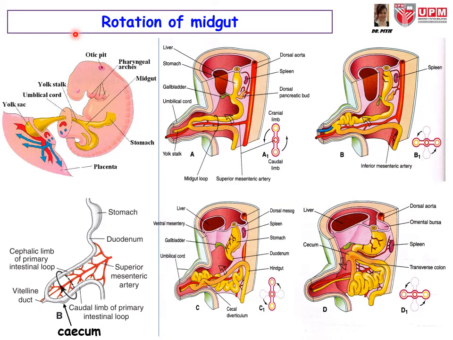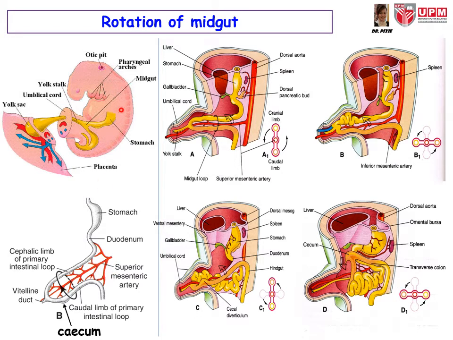In this diagram, we are going to describe the development and the rotation of the midgut. It is always important to remember that the midgut will undergo two stages of rotation. First stage, it rotates counterclockwise 90 degrees. Second stage, it further rotates 180 degrees counterclockwise. This rotation occurs along the axis of the superior mesenteric artery, SMA.